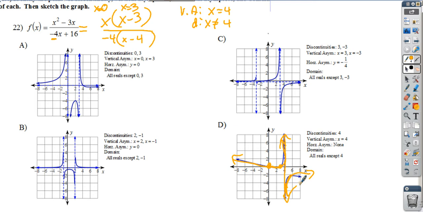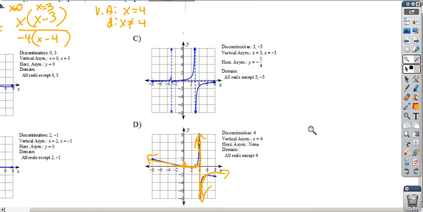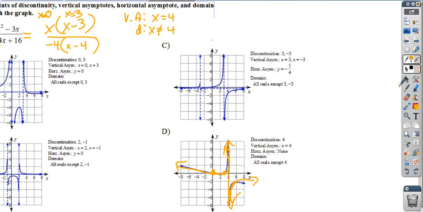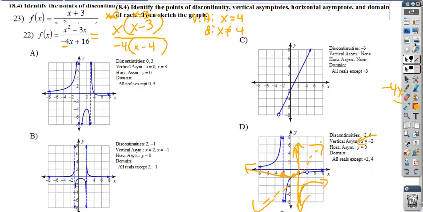I wouldn't worry as much about how that oblique asymptote looks. If you do want to find it, though, here's how you would find it. Our function is x squared minus 3x divided by -4x plus 16. If you wanted to make it really accurate, you would do this long division right here. And whatever you get, you're going to get some sort of line that the graph is approaching. It might go somewhere like that, but you usually are not responsible for knowing that in Algebra 2 at least. Okay, so the discontinuity is at 4 because that's where the asymptote occurs. And that's really all we need to do there, so it's option D.